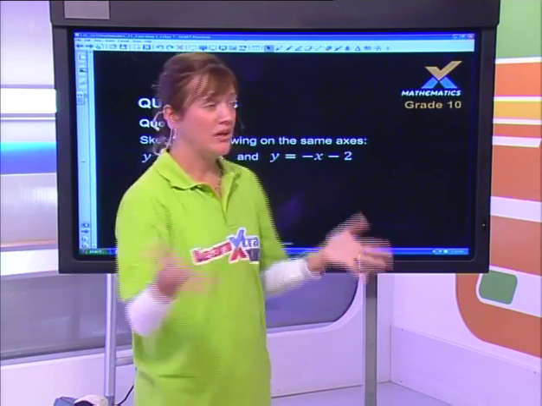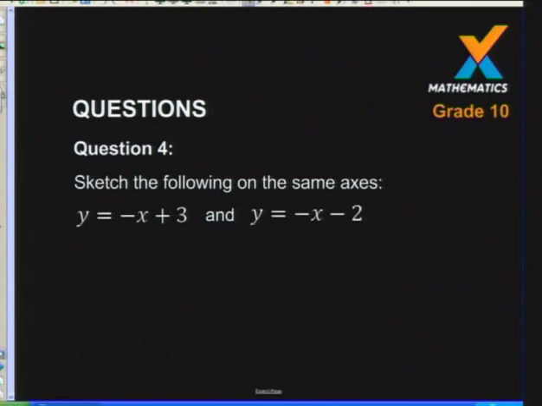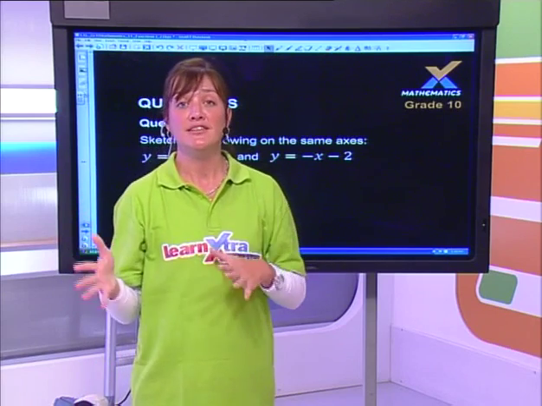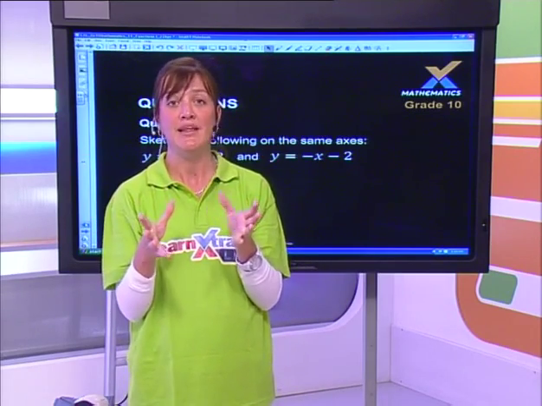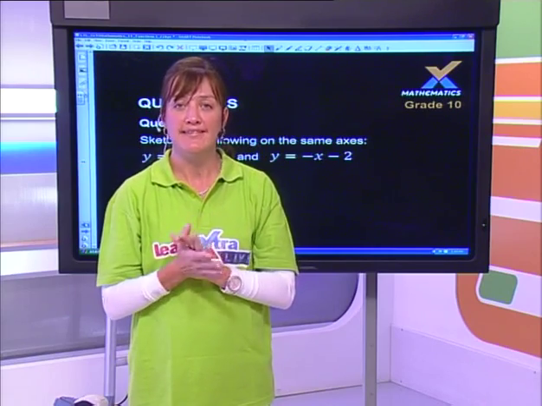I want you to take a careful look at these two equations over here. I've got y is equal to negative x plus 3, and I've got y is equal to negative x minus 2. What I'm going to suggest you do, I'm still going to make you do some work before the end of the lesson. Sketch those quickly. I want you to sketch them on the same graph, and I want you to plot them neatly and carefully. And once you've plotted them on the same set of axes, I want you to tell me what you notice about those two graphs.